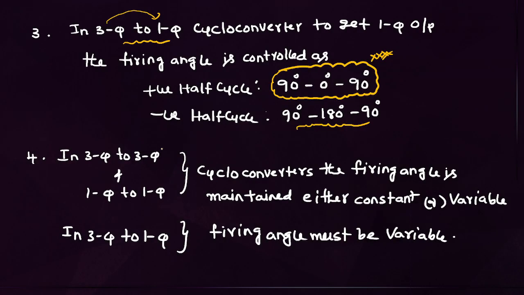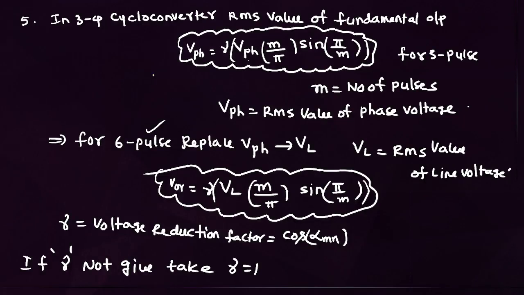In three phase to three phase and single phase to single phase cycloconverter, the firing angle is maintained either constant or variable, no problem. But in three phase to single phase, firing angle must be variable, friends. Firing angle must be variable. Next, this is very important. Even from the GATE point of view, from this formula we can expect the question.